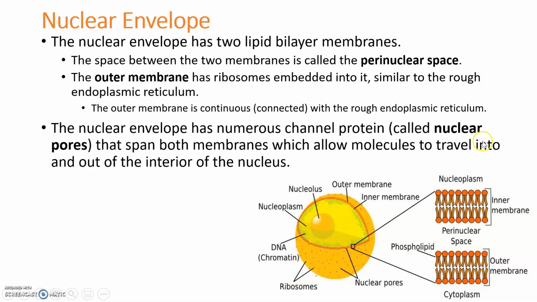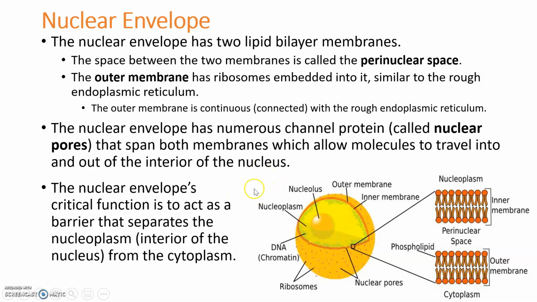Also included in the nuclear membrane are tons of channel proteins, which you can see here. They're called nuclear pores, which allow things to pass through the nuclear membrane, either into or out of the nucleus. Most of these nuclear pores span both membranes, the outer and the inner membrane, and so that makes them quite large proteins. The main purpose of the nuclear envelope is to act as a barrier to separate the inside of the nucleus, which is called the nucleoplasm, from the interior of the cell, which is called the cytoplasm.